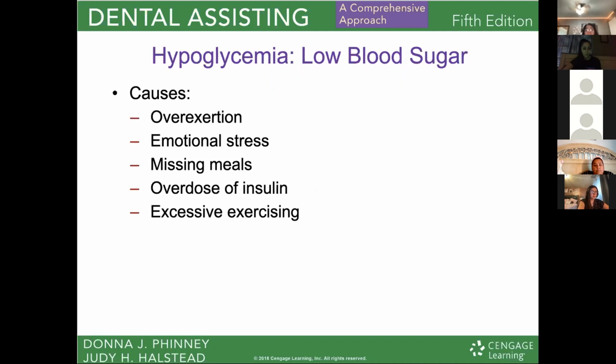If a patient has hypoglycemia, this is low blood sugar. The causes of hypoglycemia are overexertion, emotional stress, missing meals, taking too much insulin, or exercising too much with too much insulin in their body. This condition can come about very quickly, and it can be brought about by missing a meal, overexertion, or emotional stress and anxiety.